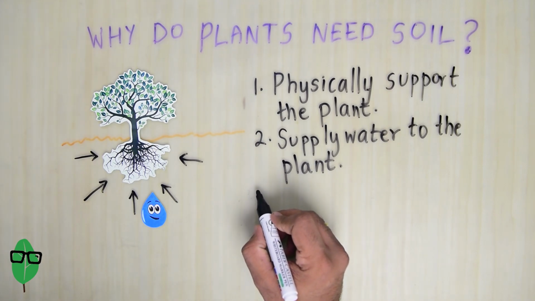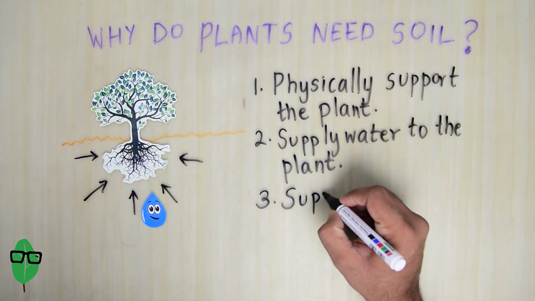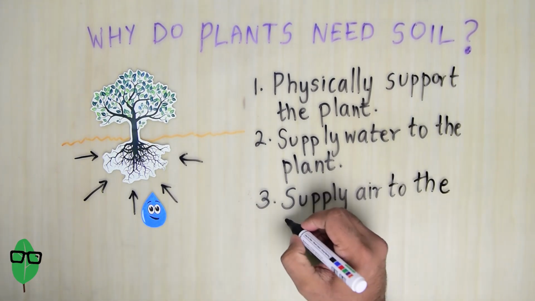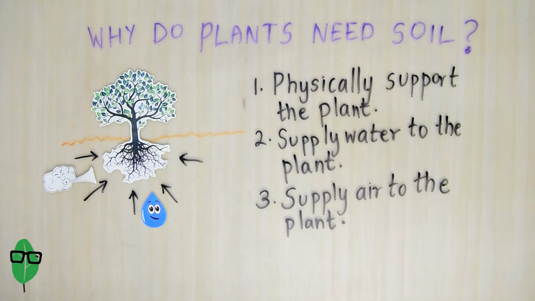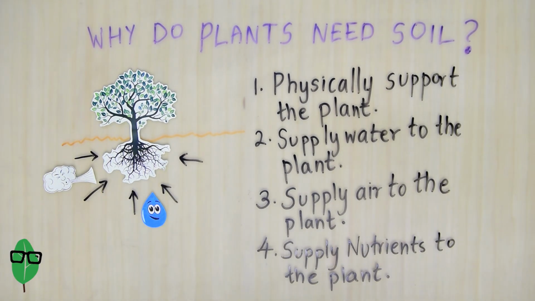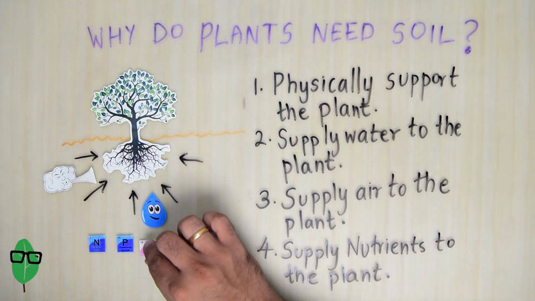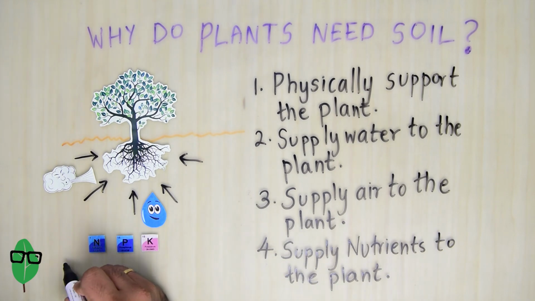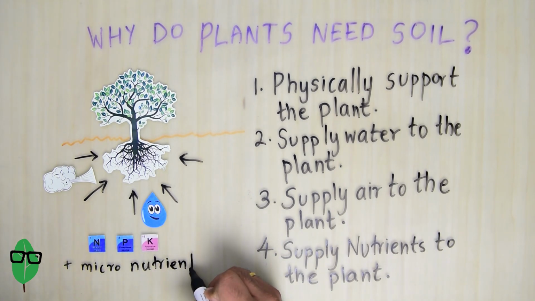The third one is to supply air to the plant. The roots also have the ability to breathe. Therefore, air is also something that a plant gets through the roots. The last one is to supply nutrients to the plants. That is macronutrients like nitrogen, phosphorus, potassium, and also other micronutrients that are needed in smaller quantities.